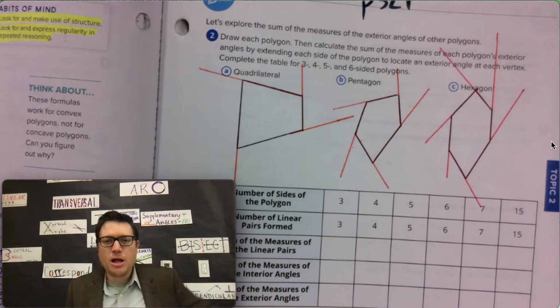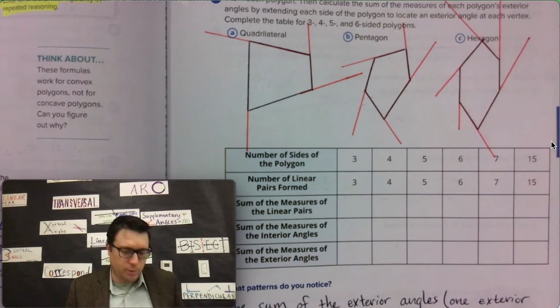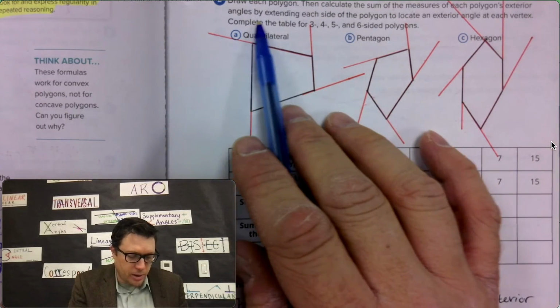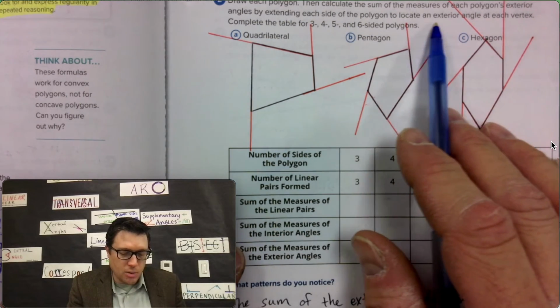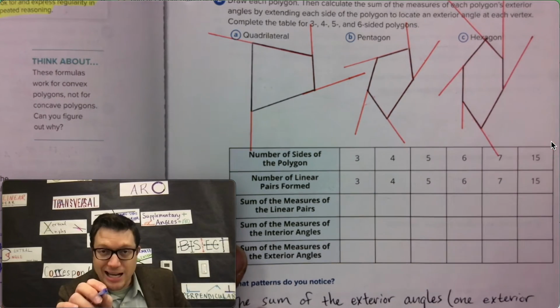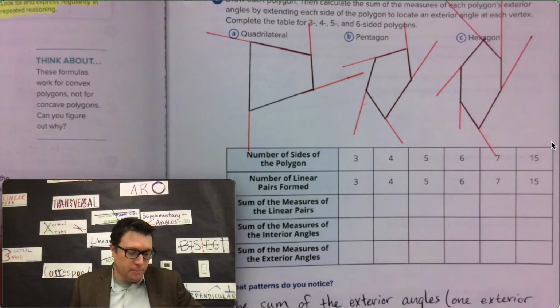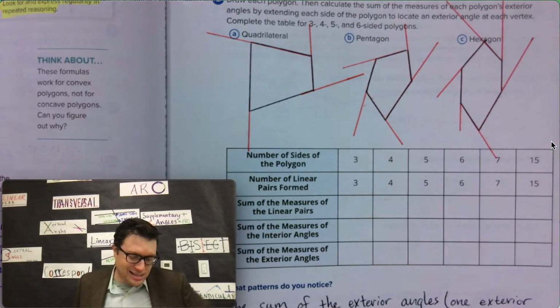Let's go ahead and complete 3, 4, 5, and 6 out of the table, given what's here. Calculate the sum of the measures of each polygon's exterior angles by extending each side of the polygon to locate an exterior angle at each vertex. That needs to be a word for the wall. The vertices are the corners. Complete the table for 3, 4, 5, and 6-sided polygons.